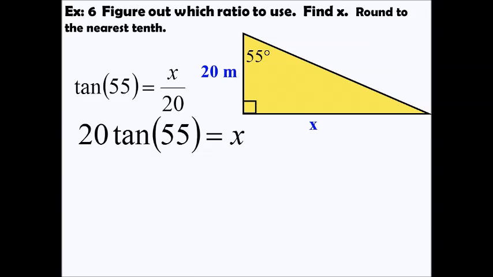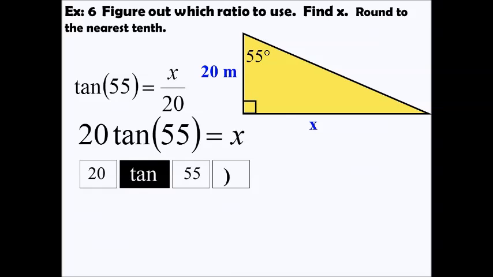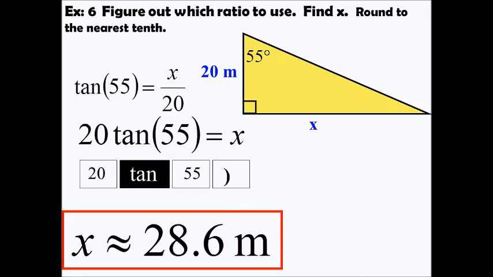To find the final answer, we're going to plug this into our calculator. 20 tan 55 close parentheses, then hit enter. So you're going to type into your calculator 20 tangent 55 close parentheses. x is approximately 28.6 meters.